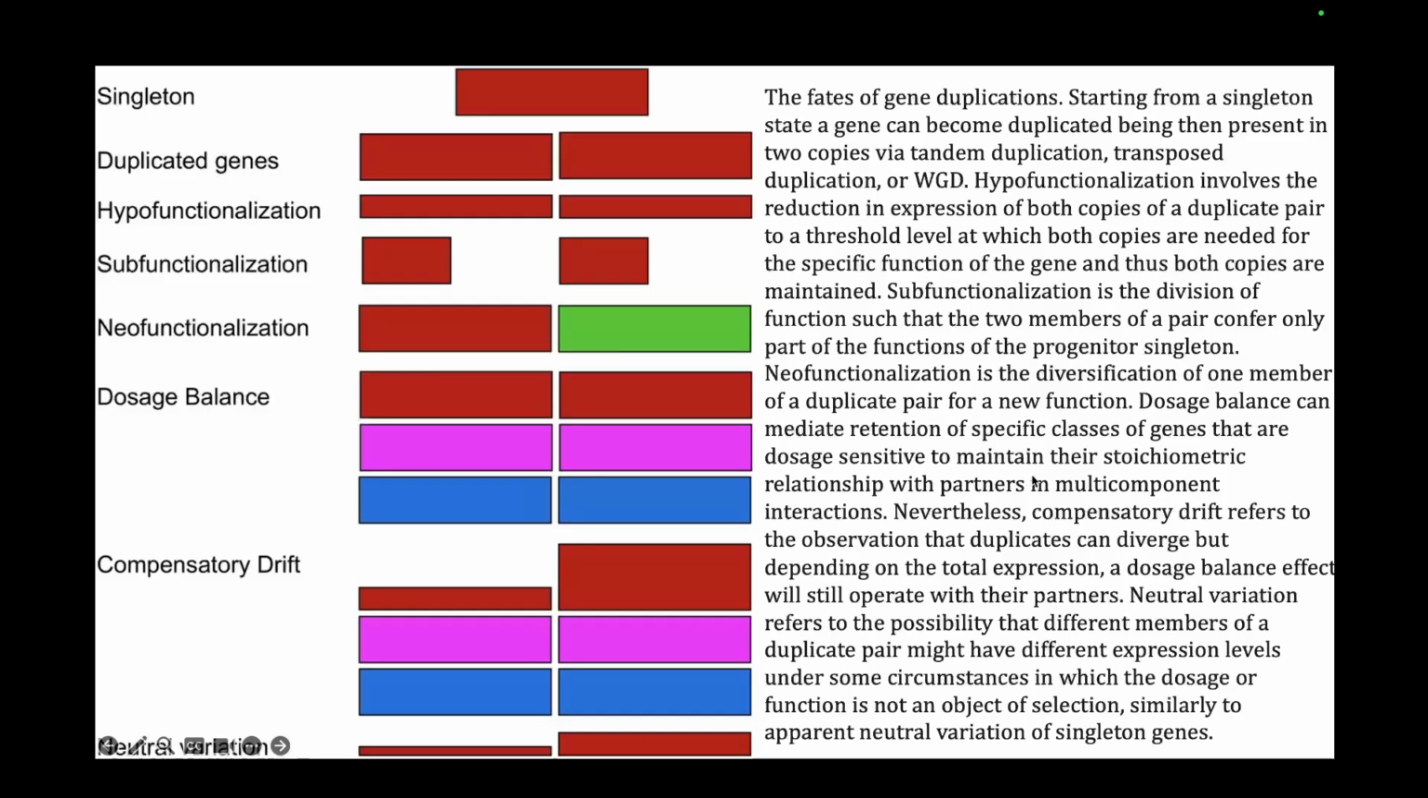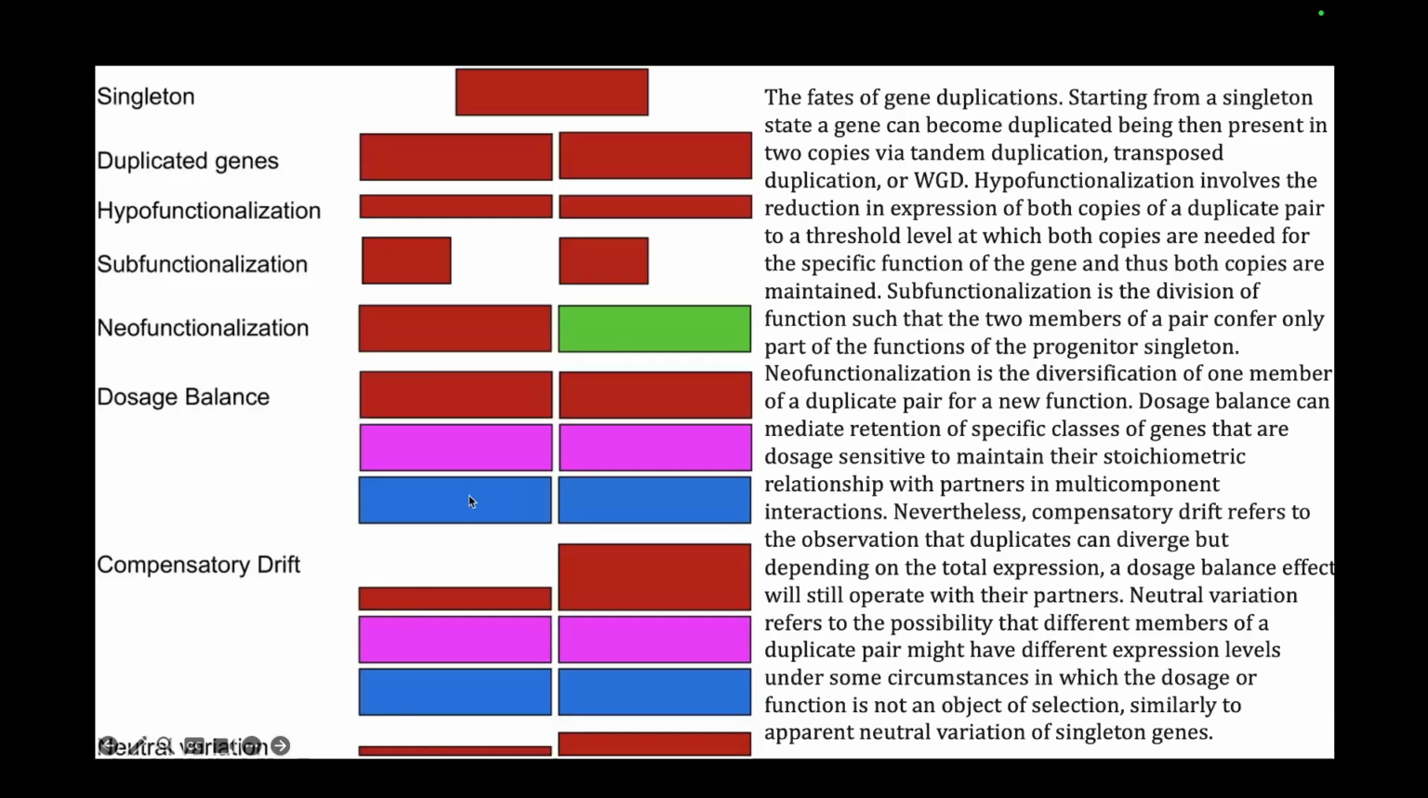Balance can mediate retention of specific classes of genes that are dosage sensitive, to maintain the stoichiometric relationship with partners in multi-component interactions. Nevertheless, the compensatory drift refers to the observation that duplicates can diverge, but depending on the total expression, a dosage balance effect will still operate in the partner. So the compensatory drift and hypofunctionalization are kind of similar in that they reduce the dosage, they reduce the expression of the genes. But in compensatory drift, it reduces expression of one copy of the gene very low and the other copy very high. So it kind of balances out, right?